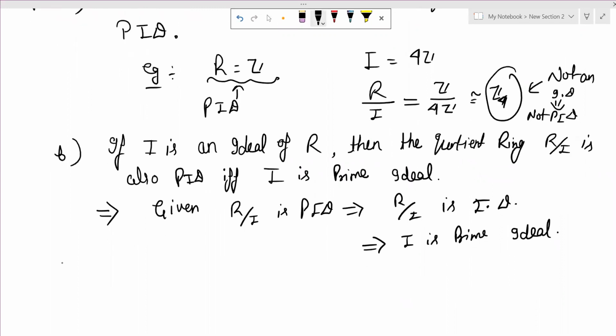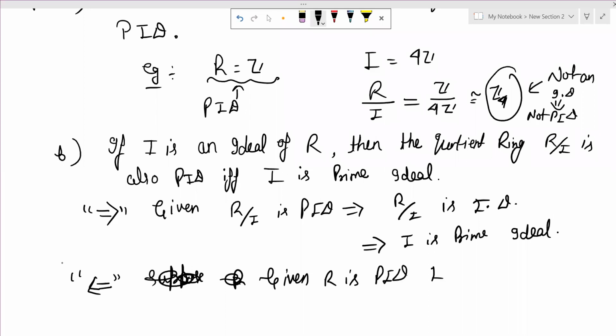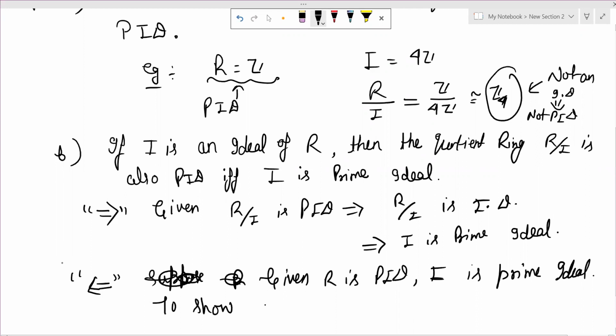Okay. Now for converse implication. Given: R is a PID and I is a prime ideal. Then, to show R mod I is a PID, how will we show this?